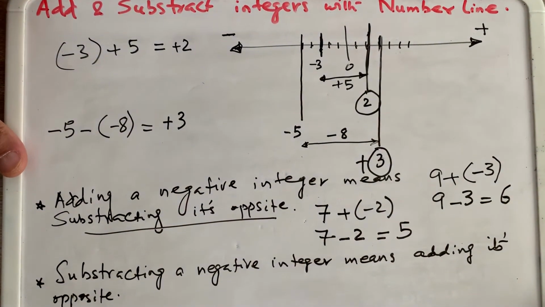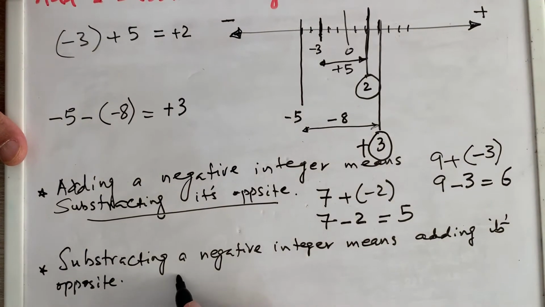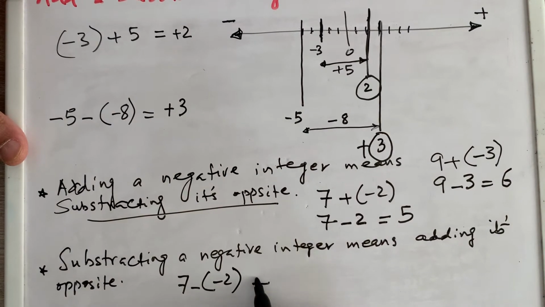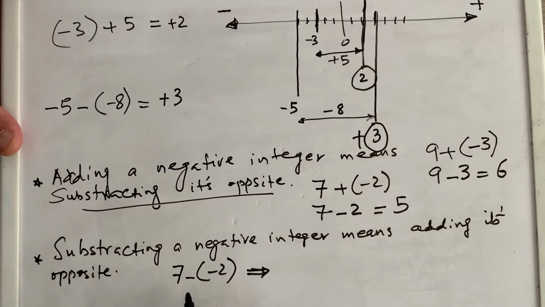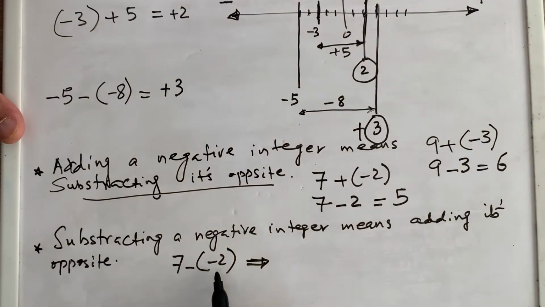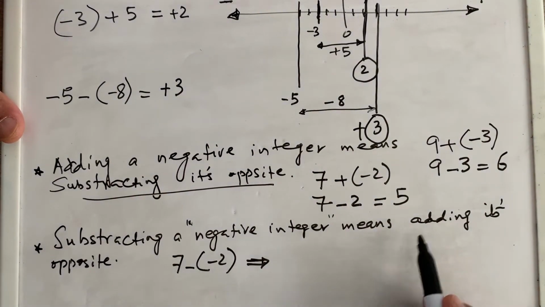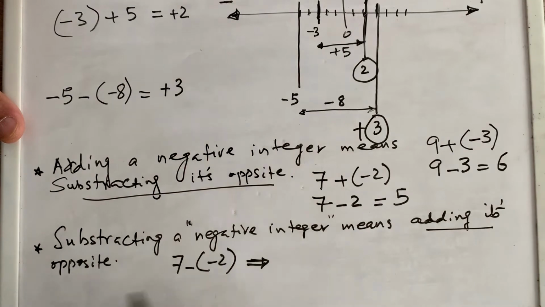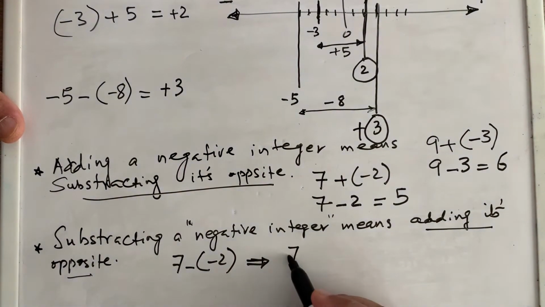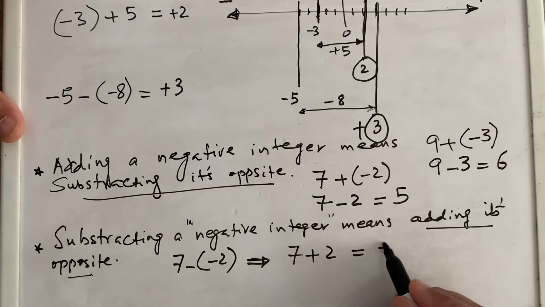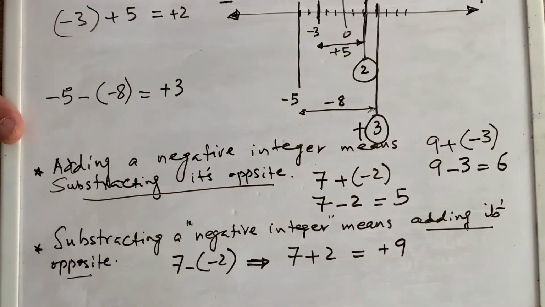So we have the same example like 7 minus 2. So what does it mean? I am subtracting a negative integer here. What does it mean? Adding its opposite. So I am actually adding, and I am getting plus 9. So this is the way how we have to solve.